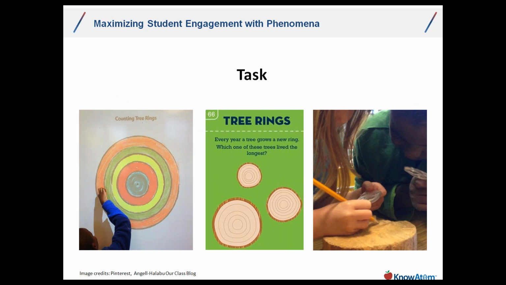One of the things we often see is that classrooms are very focused on task. So what you see here is 3 different tasks around counting tree rings. And you can imagine if you're an elementary teacher, you've probably seen students doing this, or if you're a middle school life science teacher, you may have seen students doing this or asked them to do it, where students will go and determine the age of a tree by counting its rings. Okay, so what's the purpose of that?